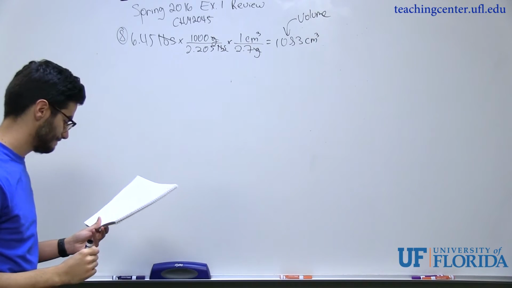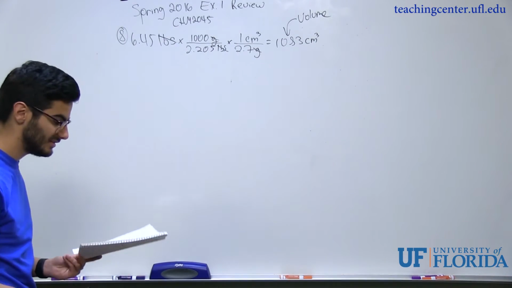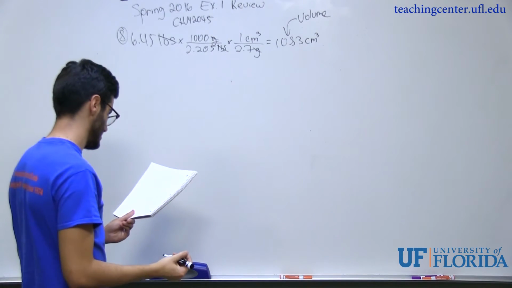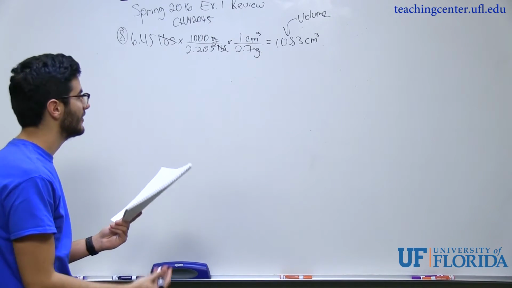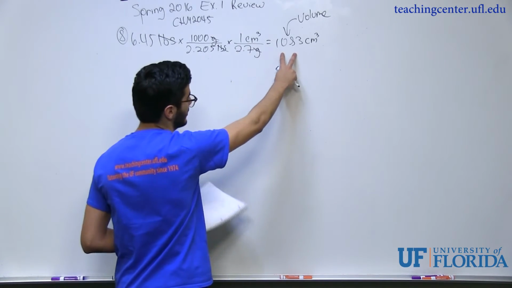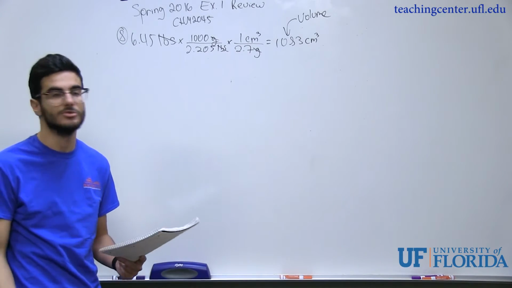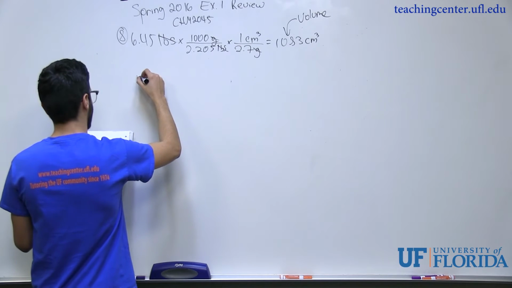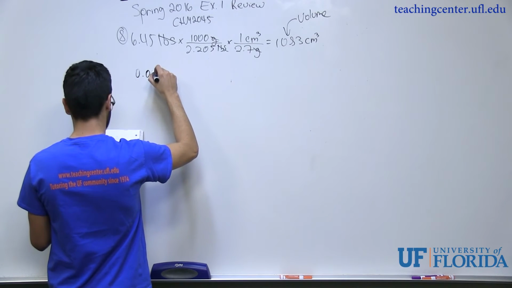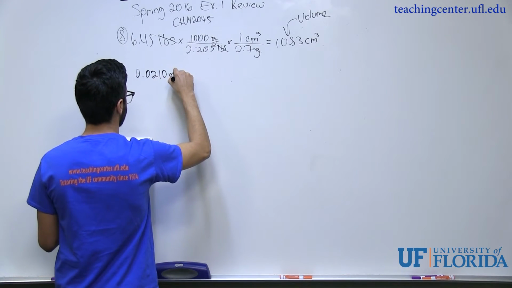So if I have a volume, and I want a surface area, well, I just need to divide by the thickness. Well, I have the thickness. They gave it to me, but they gave it to me in millimeters. So I'm going to want to convert that. You can convert this to millimeters, or you can convert the millimeters to centimeters. You just need to be in the same units. So I'm going to convert the millimeters of the thickness to centimeters. So I have 0.0210 millimeters.